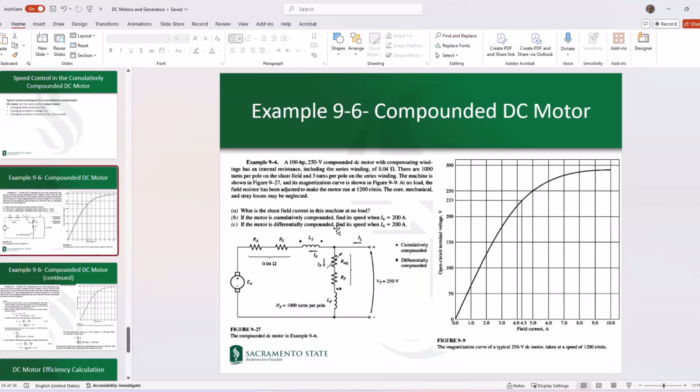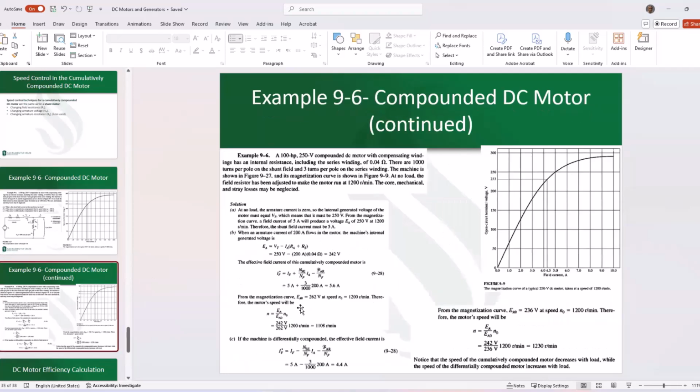Now, part C of the problem is asking, if the motor is differentially compounded, we want to find the speed when IA is equal to 200 amps. So I want to make an intelligent guess: because we are differentially compounded, the effective field would be decreasing. So we would expect the speed to be higher than the speed that we found for part B. Let's see how that works.